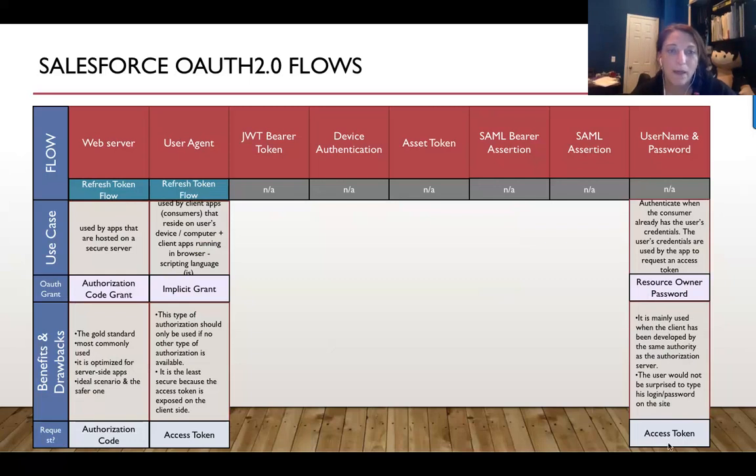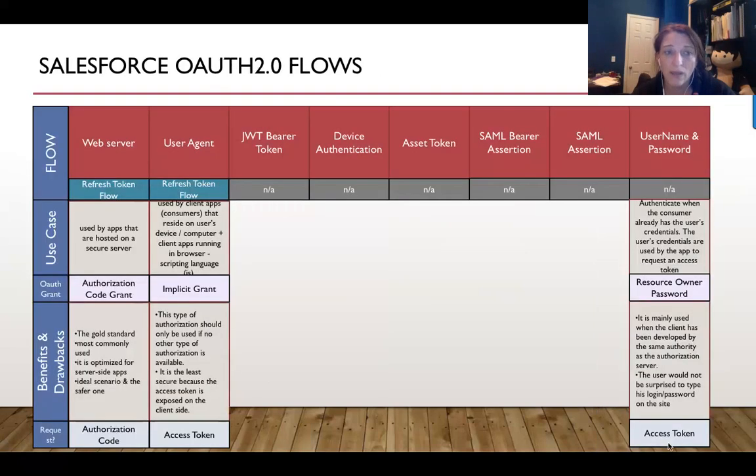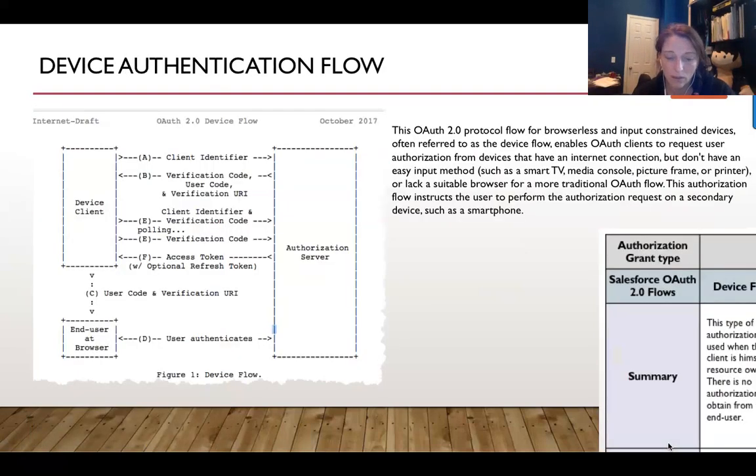Okay, now the device authentication flow. Now, if you go back to our list of grants, there is no grant. There were 4 grants, and none of them were the device authentication or device grant. So I had to go find it.